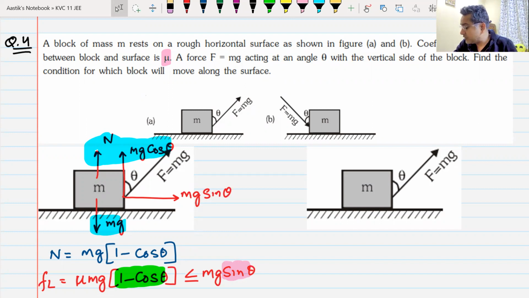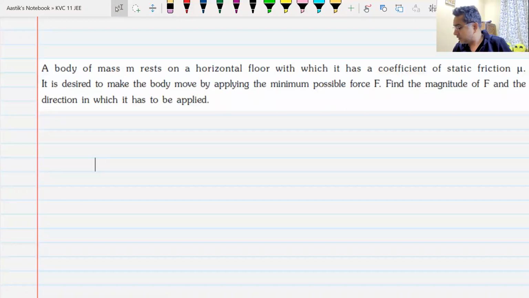So was anyone able to get the answer for that one? When the block was pulled, that question where the block is pulled. Yes, could anyone do it? Anyone tried that question? No one, as expected. No one tried that question, so you will have to do it now. Now you will have to do that question and tell me the answer.